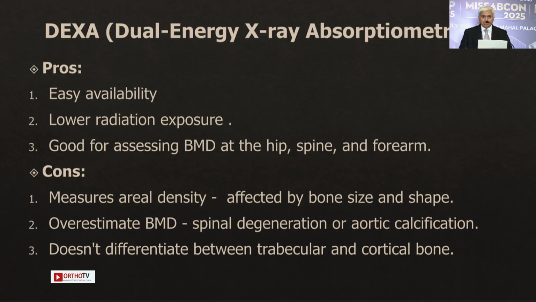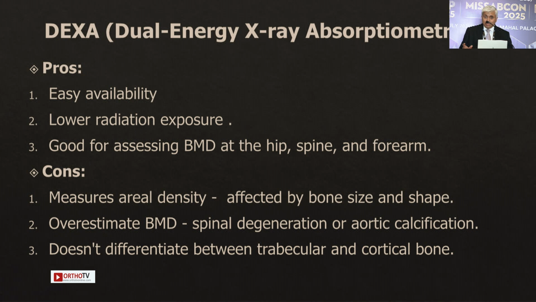So the advantages of DEXA are easy availability, and that is, I think, the reason why most of us stick to DEXA, easily available everywhere. There's lower radiation exposure. It's good for assessing BMD at the hip, spine, and forearm. Those are the three areas that we look at because those are the three areas that normally are susceptible to osteoporotic fractures. The disadvantages are that since it's just areal density and not volumetric, it is affected by the shape of the bone and the size of the bone.